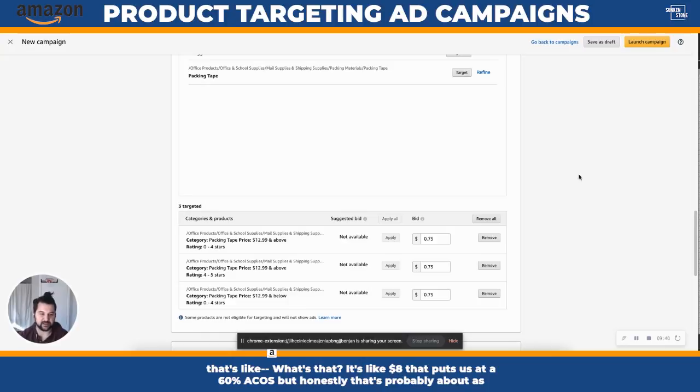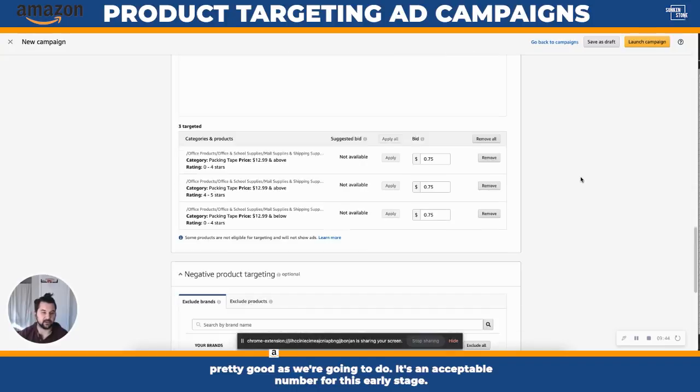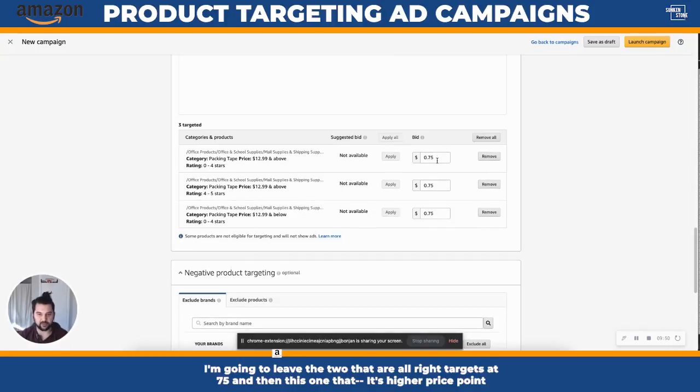That puts us at like a 60% ACOS, but honestly, that's probably about as good as we're gonna do. It's an acceptable number for this early stage. So I'm gonna leave the 2 that are all right targets at 7.5, and then this one, so it's a higher price point, worse star ratings, I'm just gonna bump that up to 1, not 12. I'm definitely gonna do 1 instead of that.